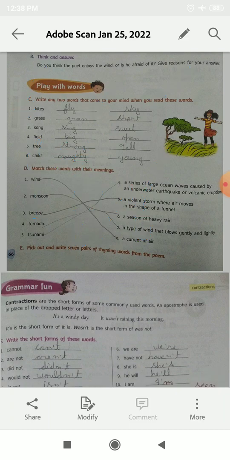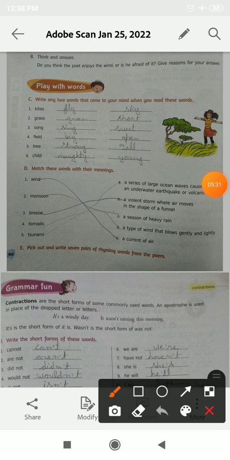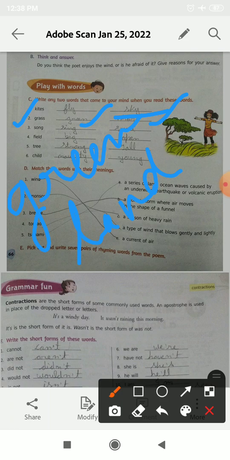Now the next number, number 2, and here the second word is grass. In the given space you have to write green and land. In the first space you have to write green, and in the second space you have to write land.